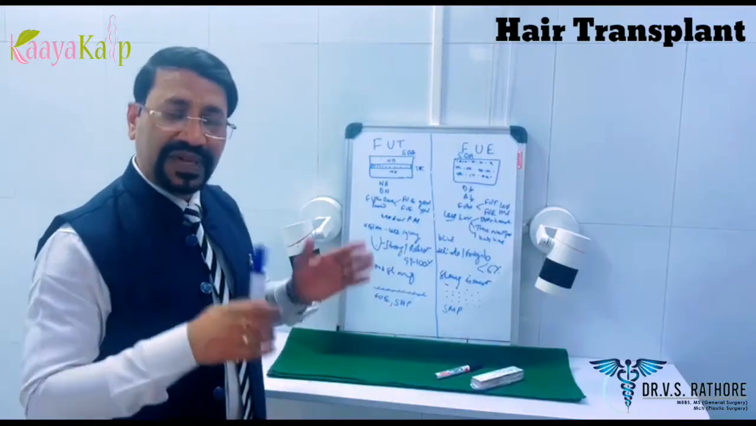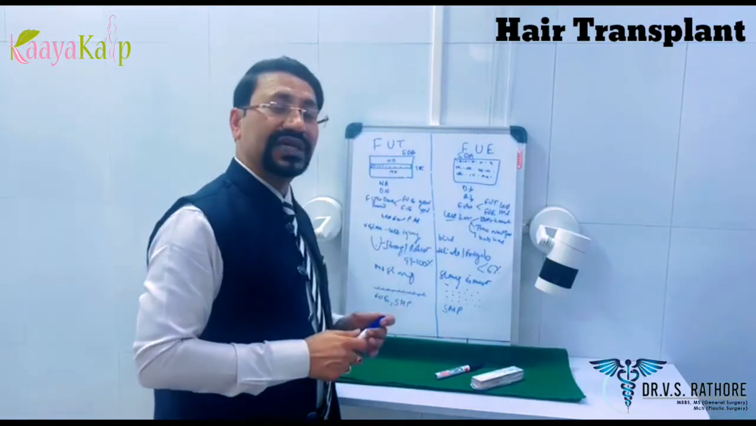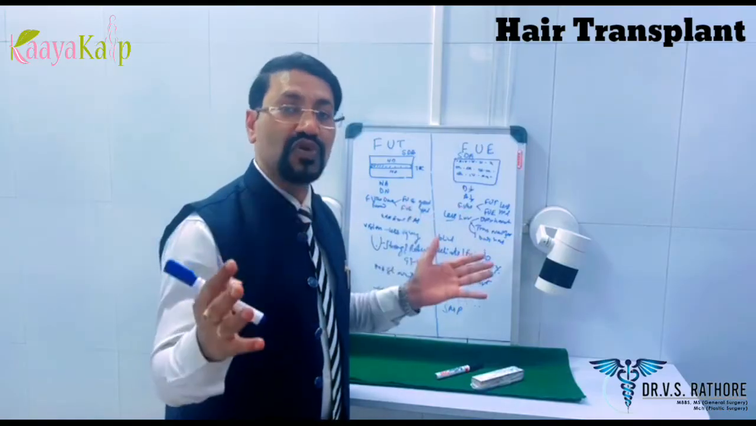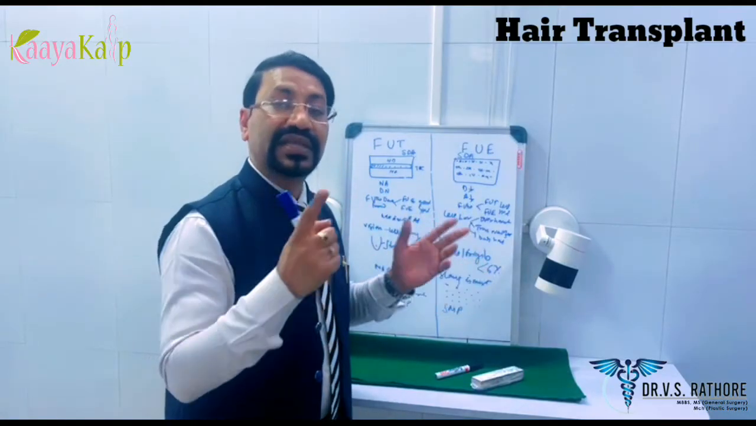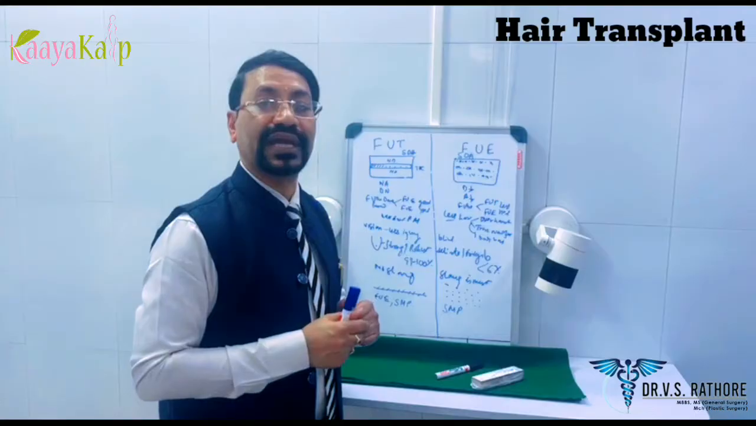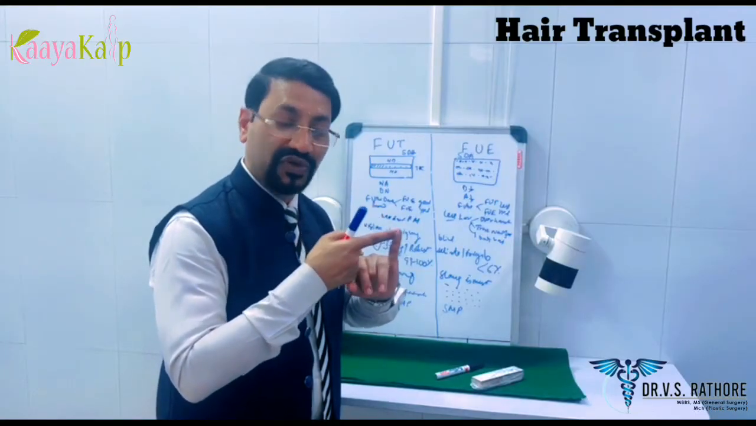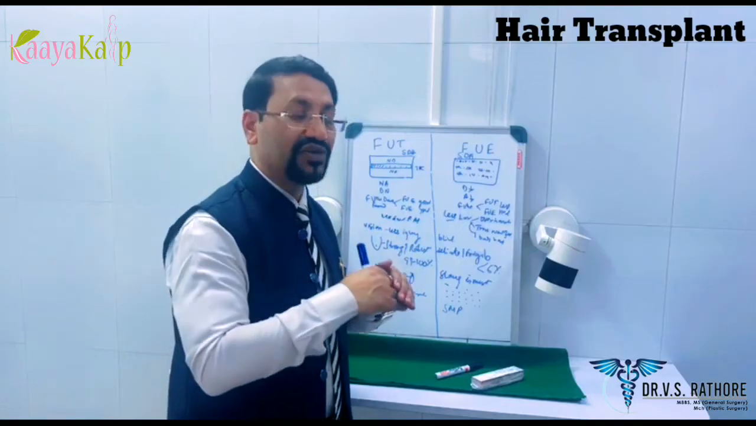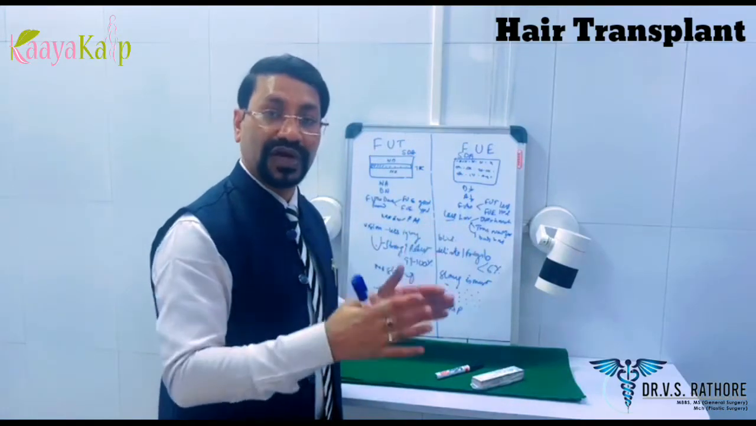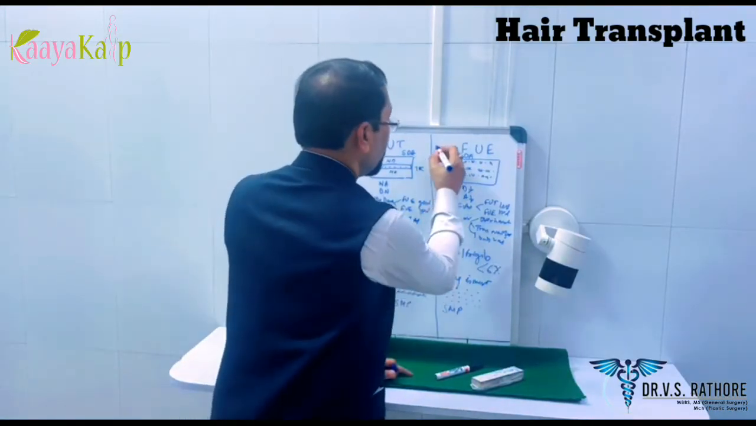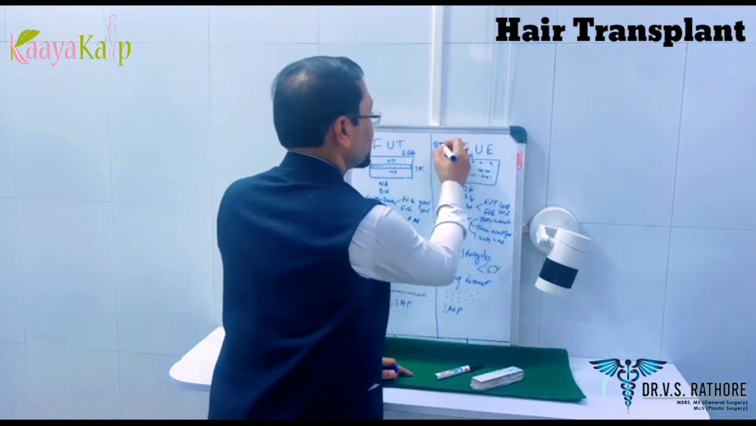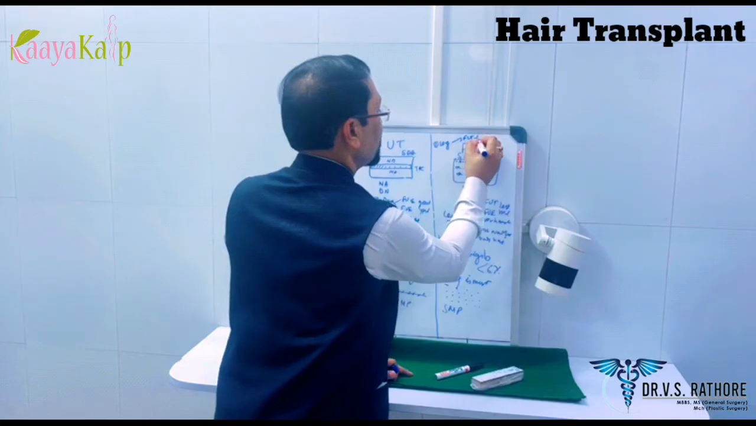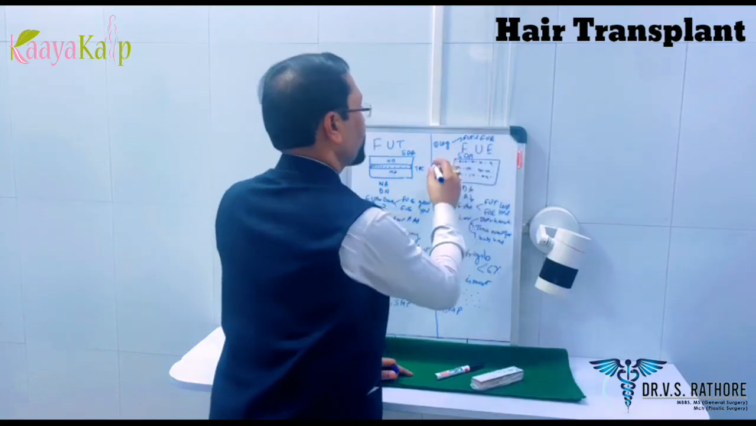Now the principal advantage of FUE is that when the area of baldness is extensive, then you can do a combo technique. That means you can combine FUT and FUE processes and have more grafts, and you can cover a large area of baldness. That's the principal advantage, I'll say, a large baldness combination of FUT plus FUE.